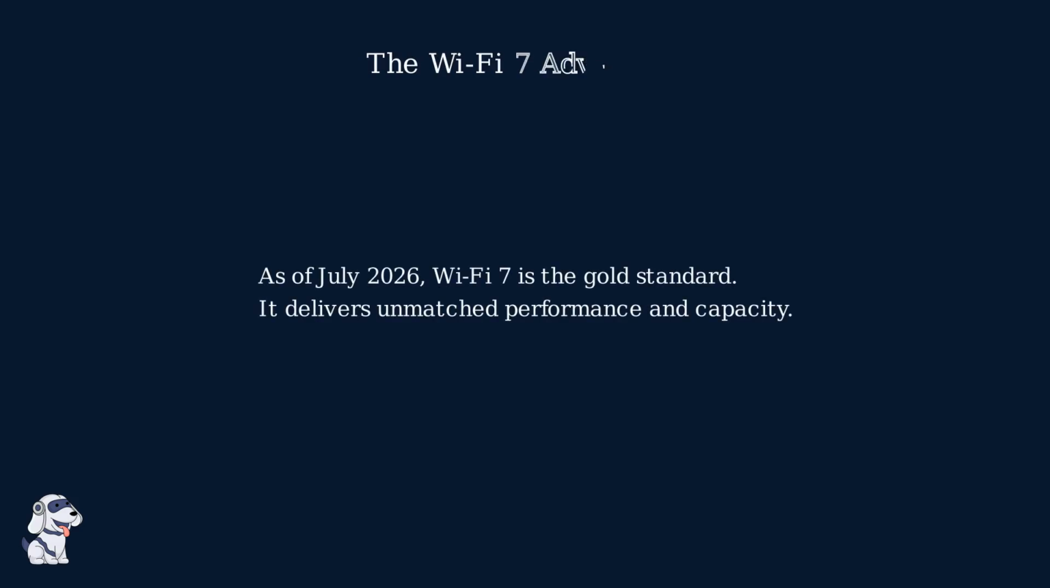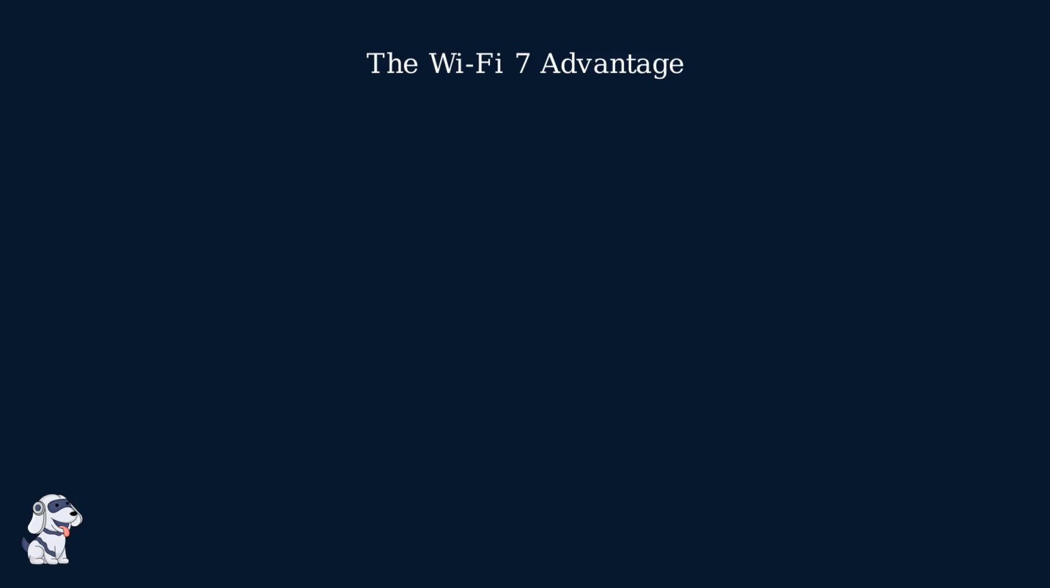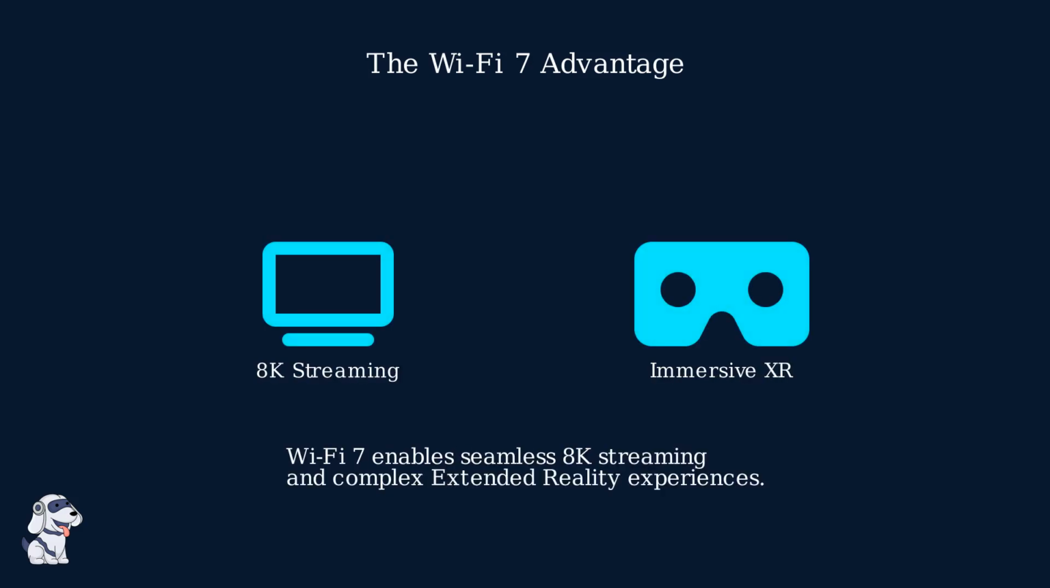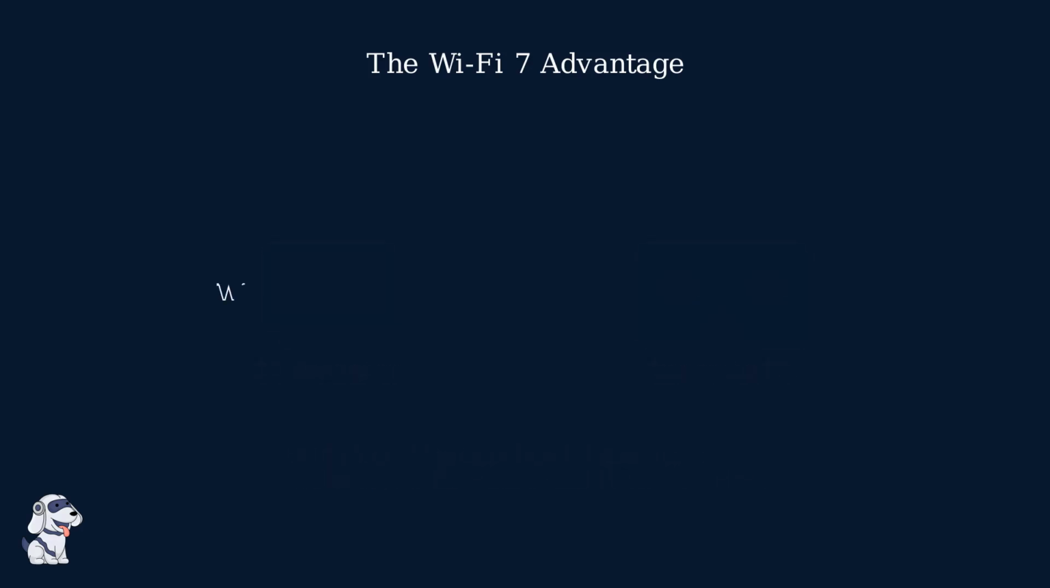As of July 2026, Wi-Fi 7 has become the gold standard for wireless connectivity. It has officially replaced older protocols to handle massive data loads efficiently. By providing unprecedented throughput, Wi-Fi 7 enables high-bandwidth technologies like 8K streaming and immersive extended reality to function perfectly over wireless networks. Wi-Fi 7 is the vital backbone for our modern high-capacity wireless demand.